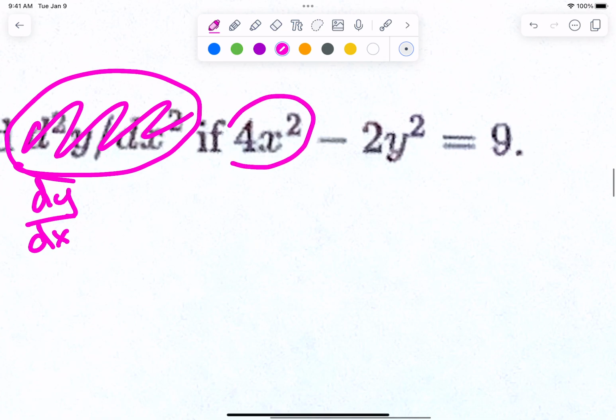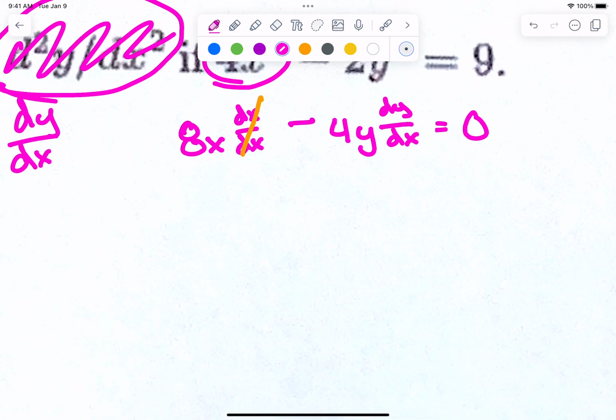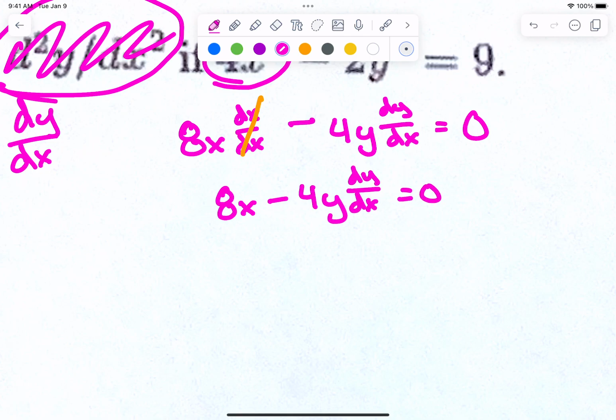All right. So 4x squared, 8x to the first power, technically, times dx dx. But dx dx cancels out, right? Like dx divided by dx goes away. Minus 4y dy dx. Got it. Equals 0. Now what? I'm going to clean him up. 8x minus 4y dy dx equals 0. Now what? We want to get dy dx by itself.